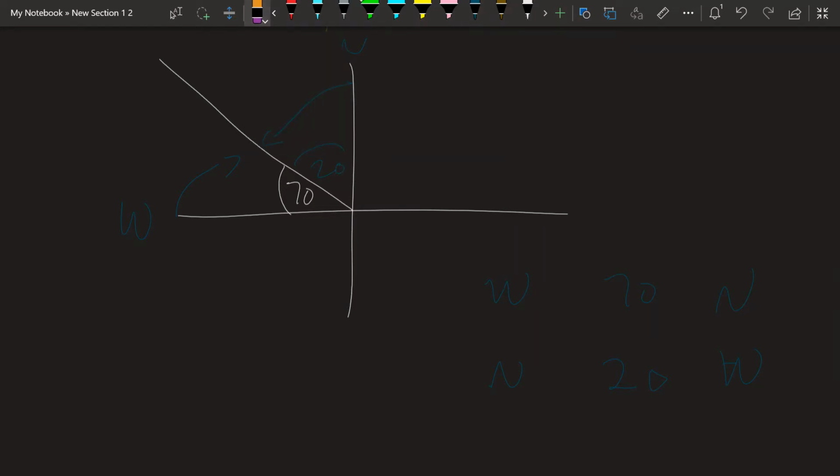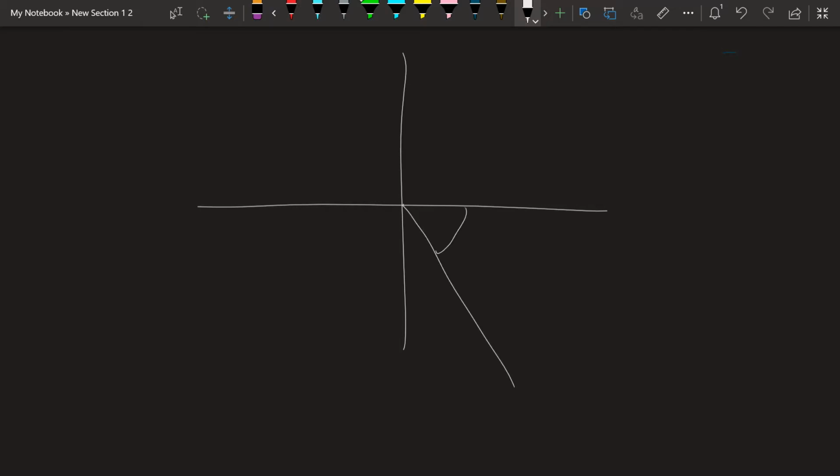Right, that's enough with bearings and mariner's compass. Let's move on to number 5. Number 5, they're telling you find the position vector of A if it's 8 units away from the origin at a bearing of 120 degrees, right? So first of all, let's find the bearing. It's at a bearing of 120, so this angle is going to be 30, and it's going to be 8 units away from the origin. Here's the origin. Here is, let's assume that this is 8. This is your position vector of A.